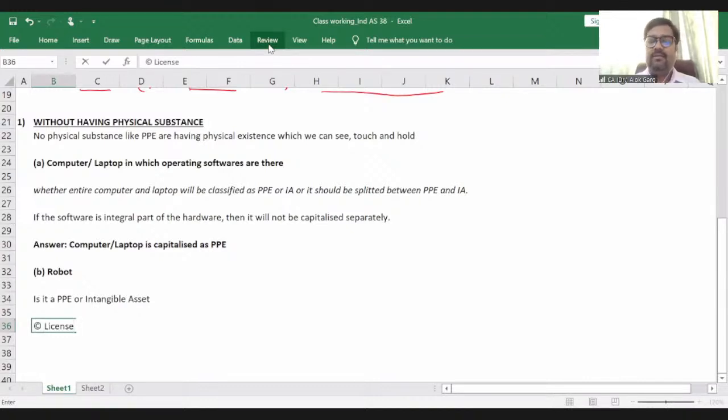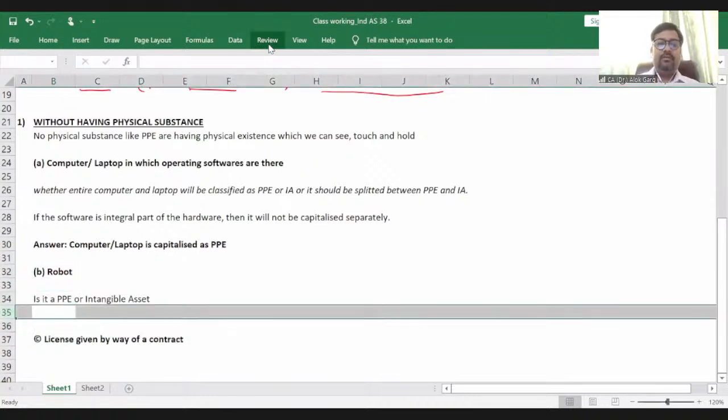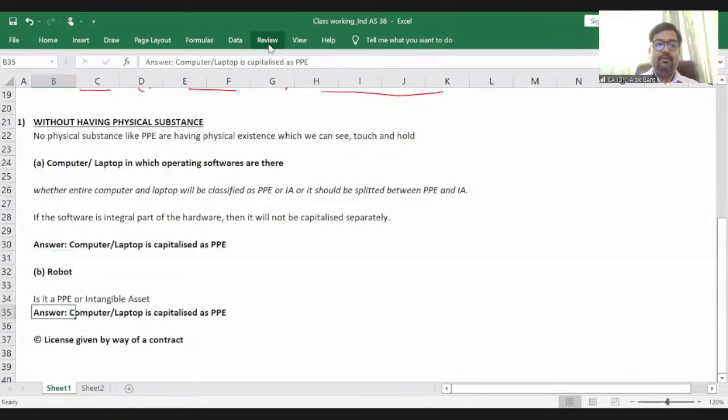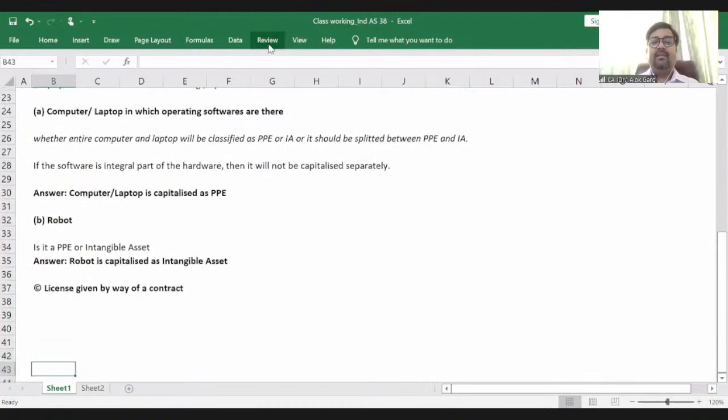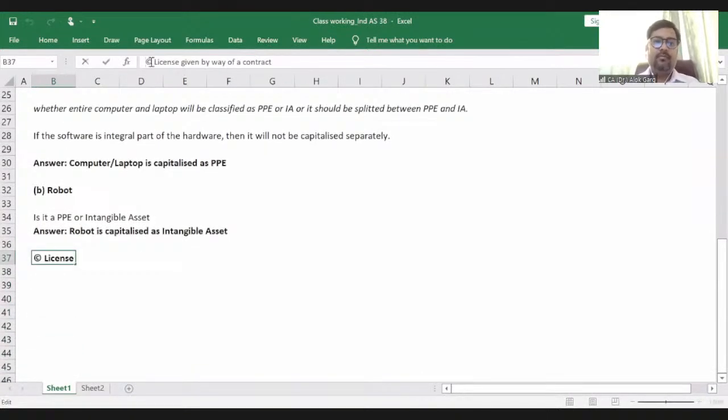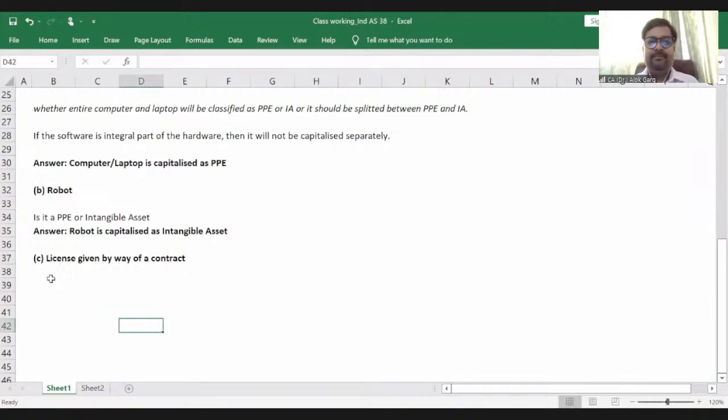A license given by way of a contract. Is it a PPE or an intangible asset?